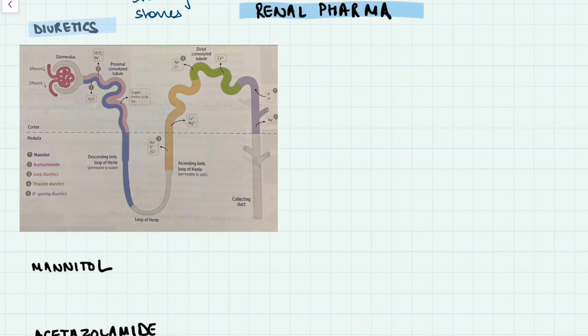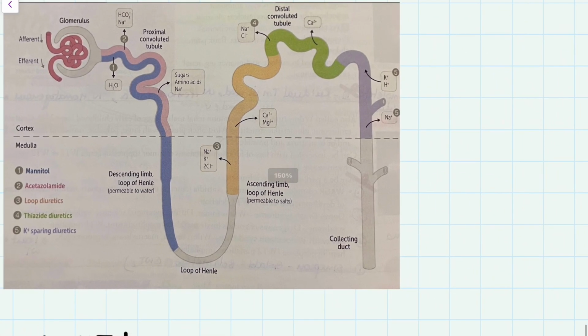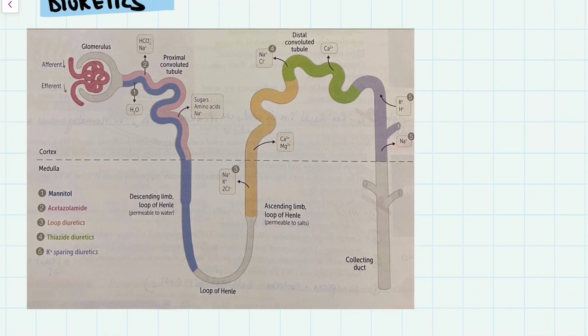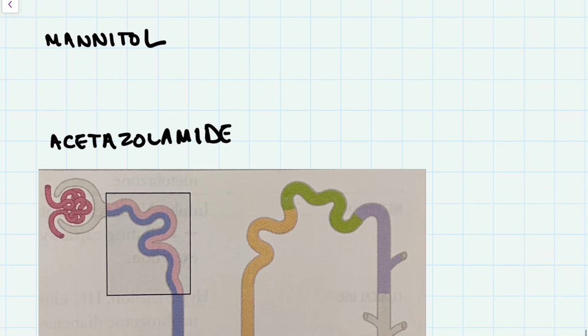So in renal pharma we first talk about the diuretics, right? So let us look at the site of action of diuretics, because this is very important and this can be asked as a question in itself, right? So mannitol, it acts on the PCT. Then acetazolamide, it will act on the carbonic anhydrase, that too in the PCT as well. Loop diuretic, as the name suggests, acts on the sodium potassium channel in the thick ascending loop of Henle, right? Thiazide diuretics act on the sodium chloride channel in the DCT, while the potassium sparing diuretics will act on the collecting duct. So let us look at these drugs one by one.